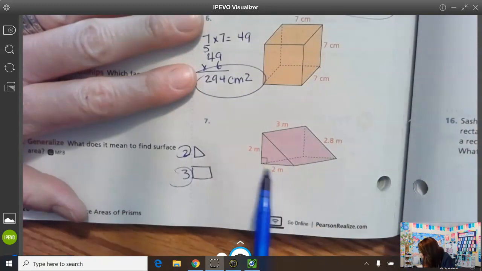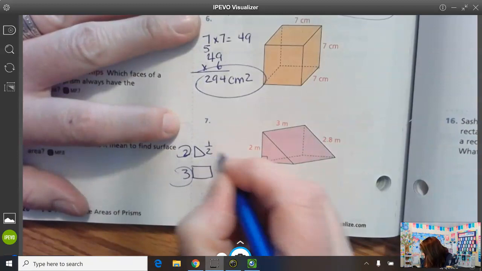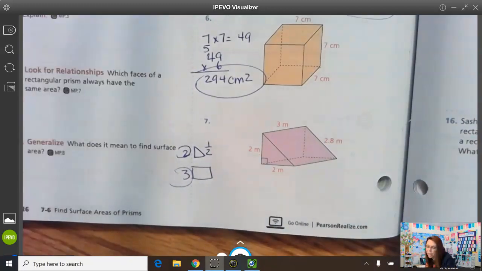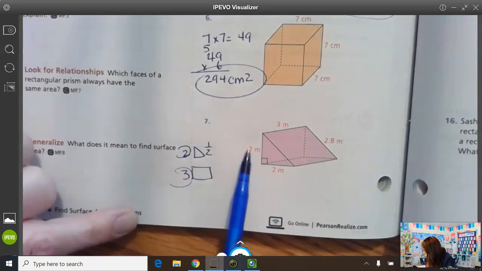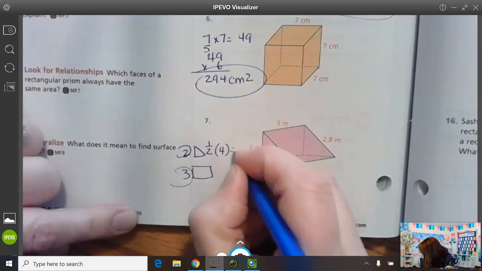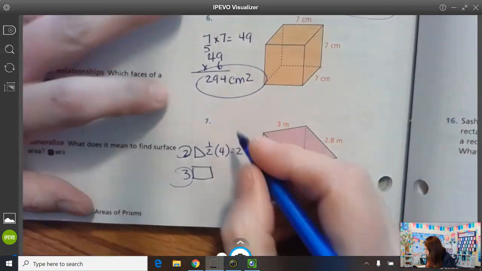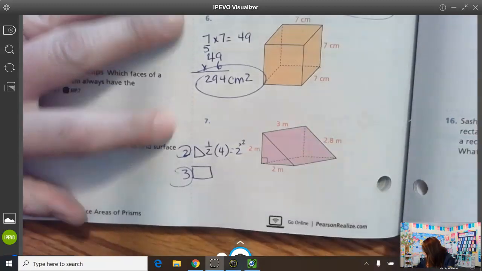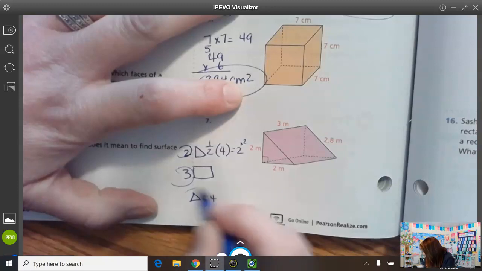All right, let's look at the triangle first. So it has a base of 2 and a height of 2, and the formula for a triangle is half of base times height. So half of the base times the height, 2 times 2 is 4. So half of 4 equals 2. But there are 2 triangles, so we're going to have to multiply it by 2. So the triangles equal 4.